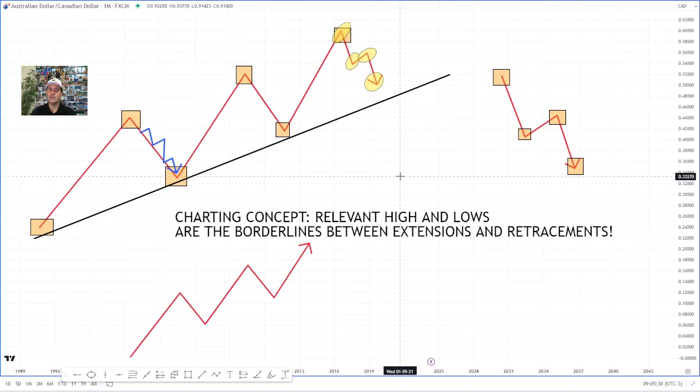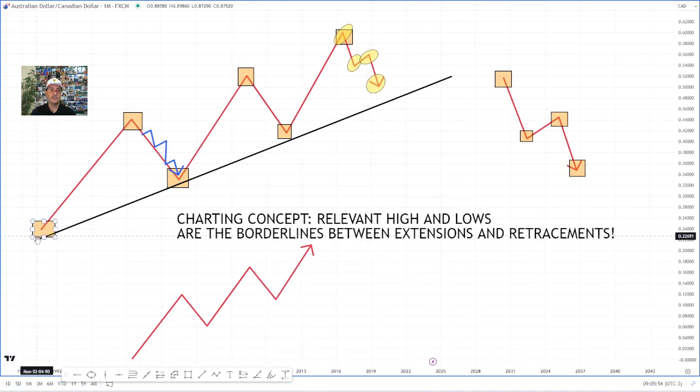And you might be thinking, oh, this is confusing, or how do you know? It's not. Look at the rectangles. Isn't it making higher highs, higher lows, higher highs, higher lows, higher highs? And you might say, yes, it's doing this. So why are the circles, highs and lows, not relevant? Because the price action, the driving force, the pattern is the connection of the rectangles. Because the relevant highs and lows are the borderlines between extension and retracements.